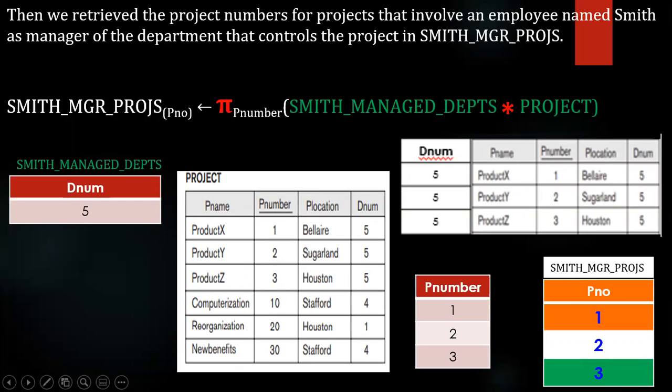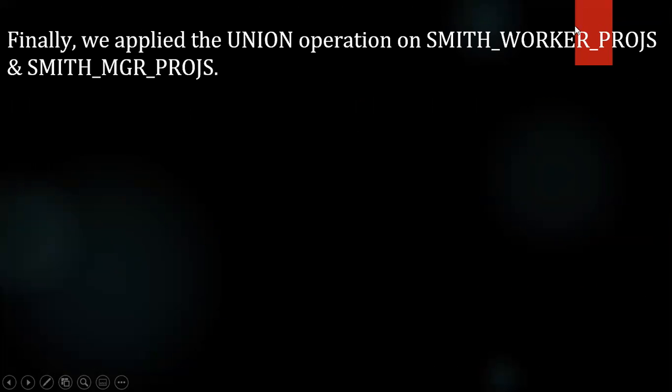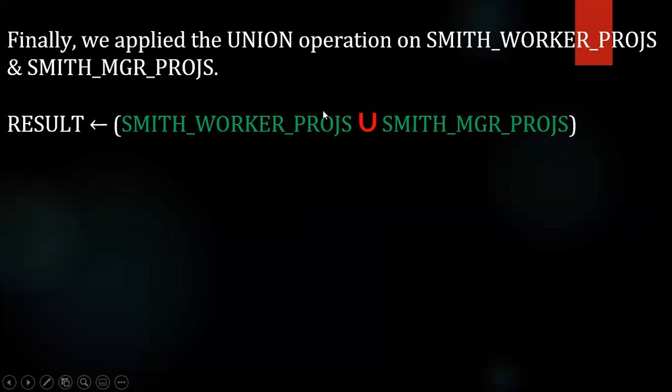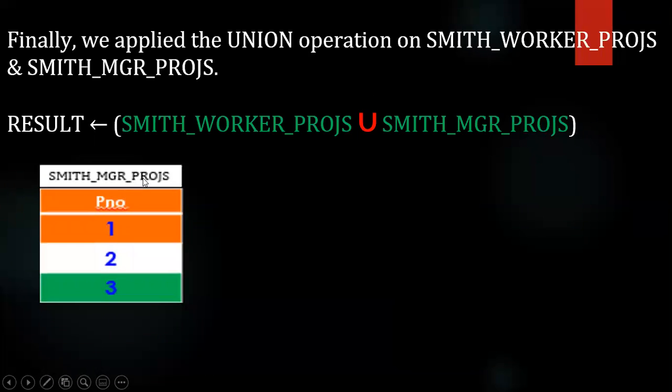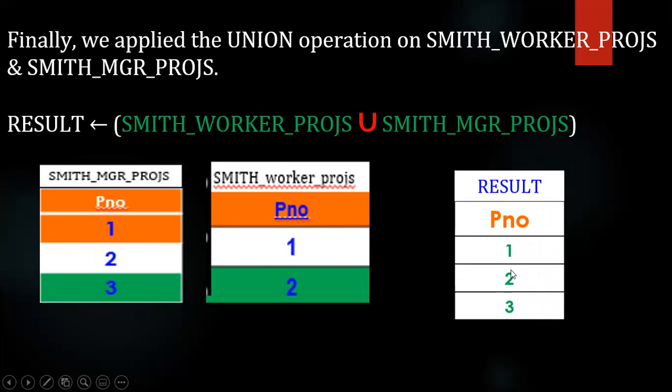Now here we got two tables. One table is the project numbers handled by Smith as a worker. Another table is the project numbers handled by Smith as a manager. Now I need to merge these using the union operator. This is the project numbers where Smith is a manager, and this is the project numbers where Smith is a worker. Apply the union operation. After applying union, I'll get 1, 2, and 3, and it will display 1, 2, 3 only one time. So duplicates are eliminated and I get the resultant table with project numbers 1, 2, and 3.